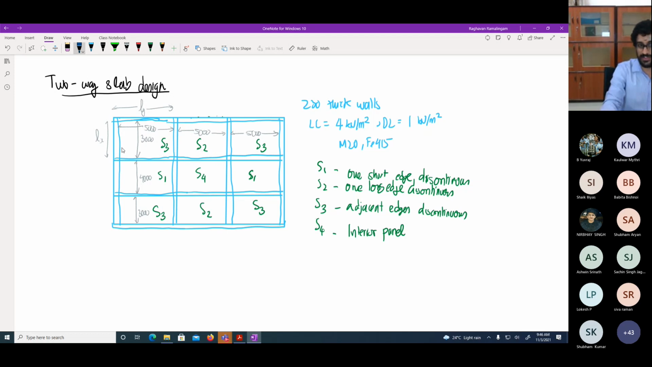Whenever you have an entire floor system like this, in general, it is a good idea to give the same thickness for all the panels. So to decide my thickness based on my L by D ratio, the first thing that I have to do is decide my span. Effective span is nothing but, let me assume the thickness of my slab.